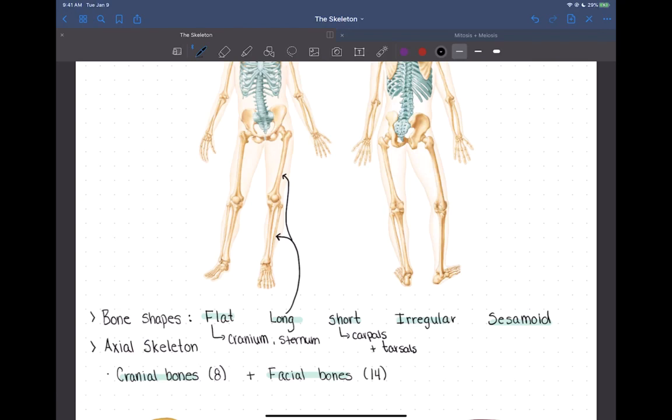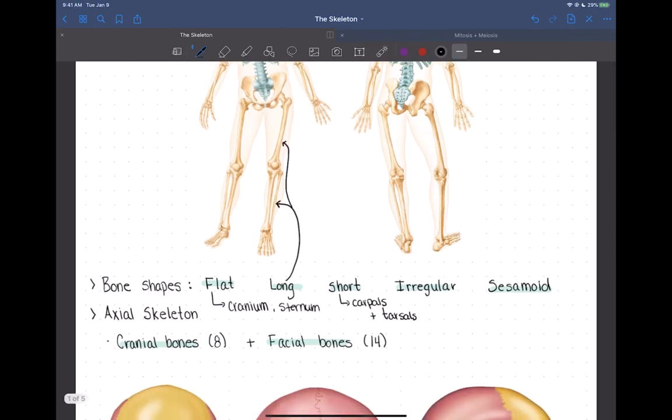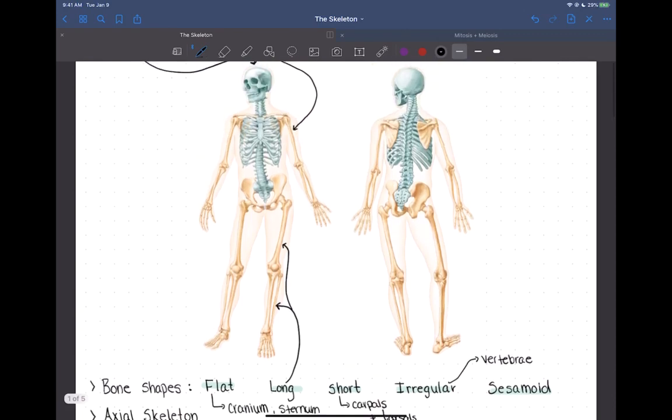And then there are some bones that don't fit into these categories because they have kind of a strange shape. These would be irregular bones. So a good example of an irregular bone that we're going to see would be your vertebrae. All right. And so if you've ever seen what a vertebral bone looks like, they're not short, they're not long, they're not flat. So we say that they're irregular.